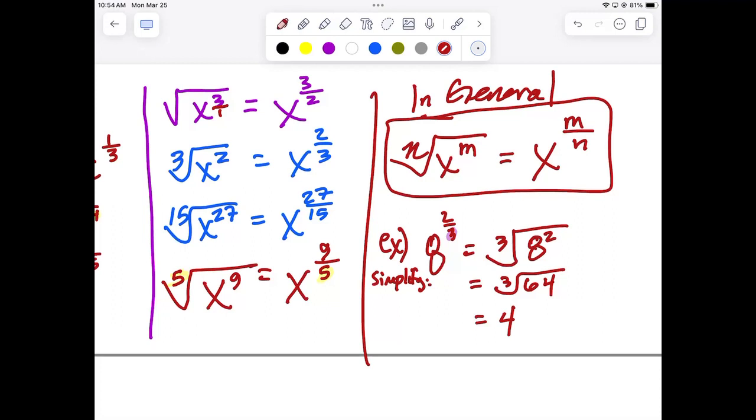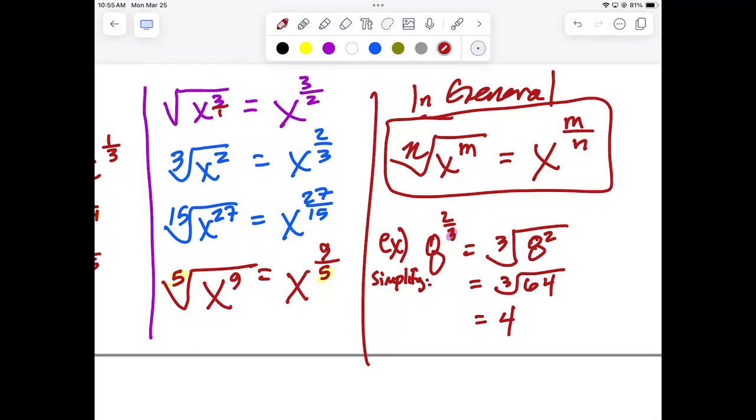Well, I wrote x to the 2/3 as the cube root of 8 squared. Are you okay with that? That's the new part, and then I just evaluated 8 squared. That's 64. Now, when I ask you for the cube root of 64 without a calculator, which I will, you're just asking yourself what number times itself 3 times is 64. And I just went through the integers, 1, 2, 3, and 4.